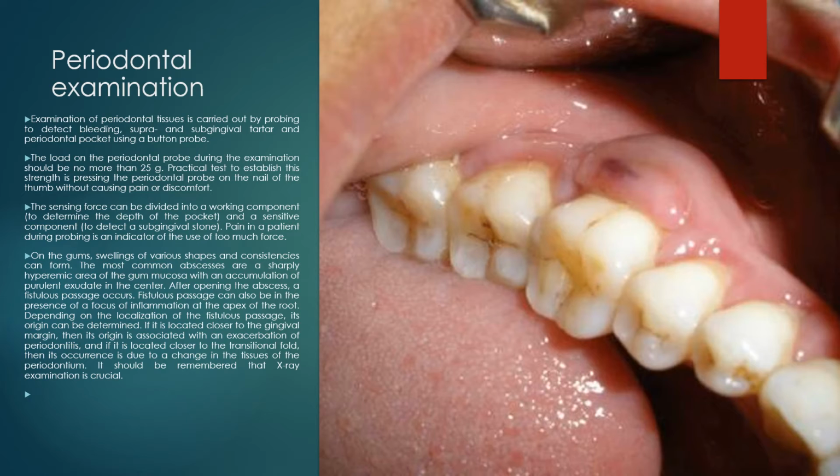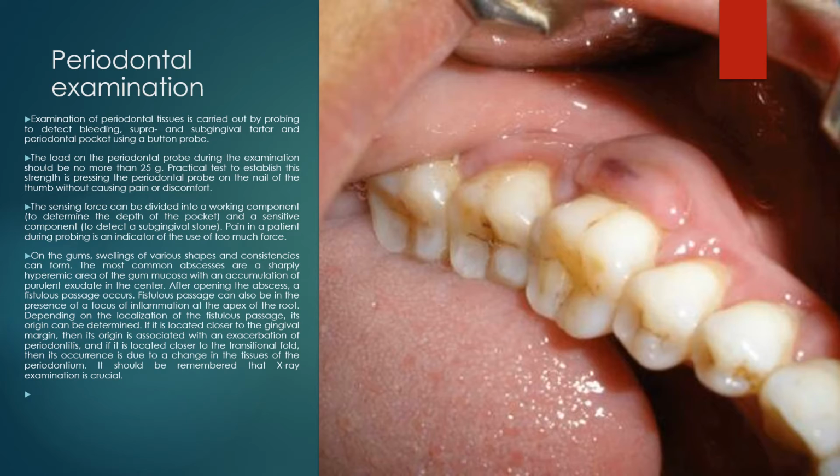The periodontal examination. Examination of periodontal tissues is carried out by probing to detect bleeding, supra or subgingival tartar, and periodontal pocket using a button probe. The load of the periodontal probe during the examination should be no more than 25 grams. A practical test to establish this strength is pressing the periodontal probe on the nail of the thumb without causing pain or discomfort.